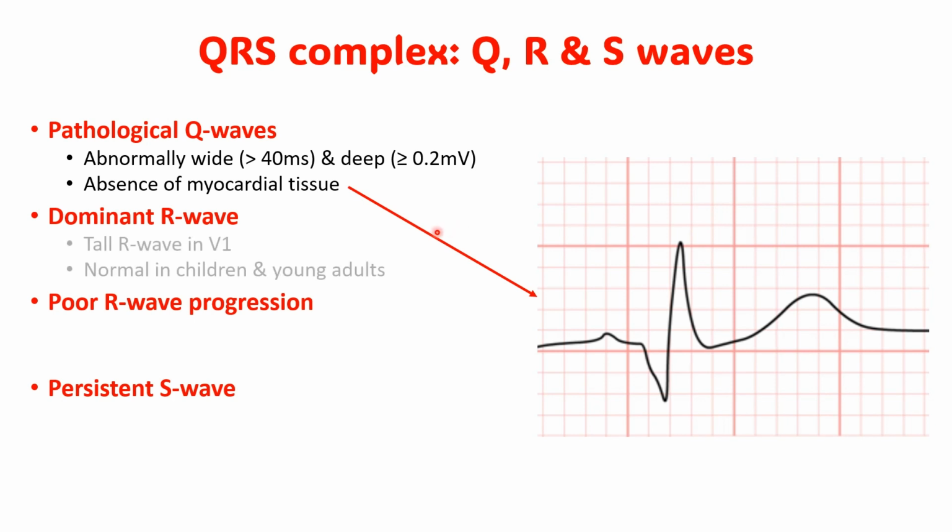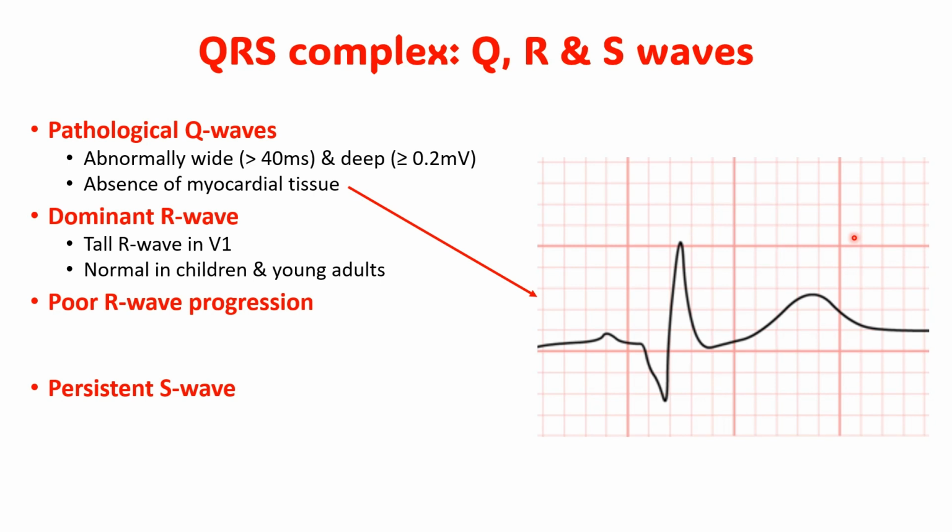Next we have a dominant R wave. This is a tall R wave with a greater amplitude, typically in V1. This can be normal in children and young adults. Essentially, this is when we have an increase in the depolarization vector towards V1, and this can be due to a posterior MI. When we have infarcted myocardial tissue on the posterior wall of the heart, more of that electrical activity is directed anteriorly and picked up by V1. Hence we have our dominant R wave with a greater amplitude.